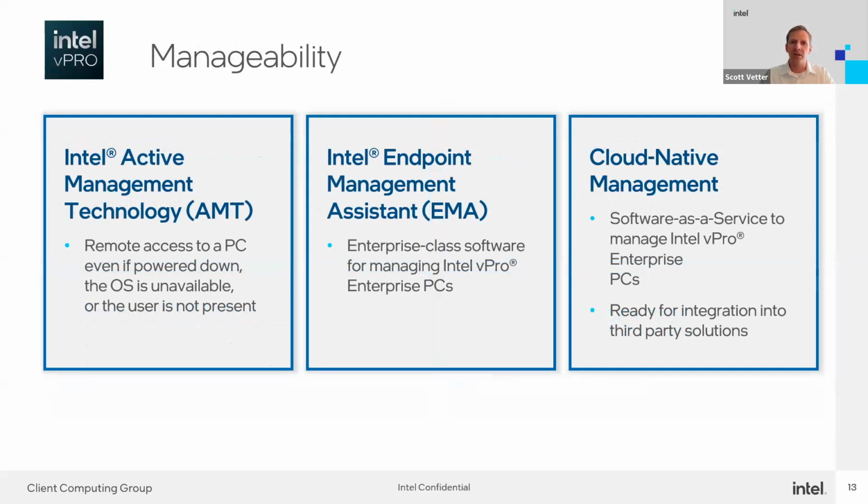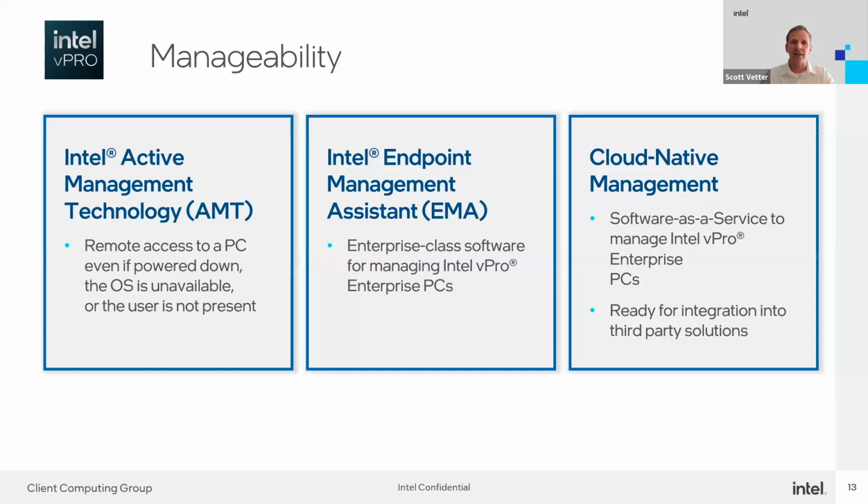Now, active management technology, or AMT, allows for remote access to a PC, even if it's powered down, the OS doesn't work, or the user is not present. Now, I'm sure you can understand how that came to be very important with the CrowdStrike issue.